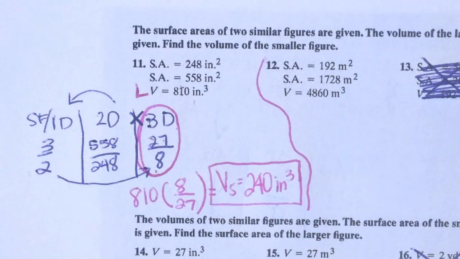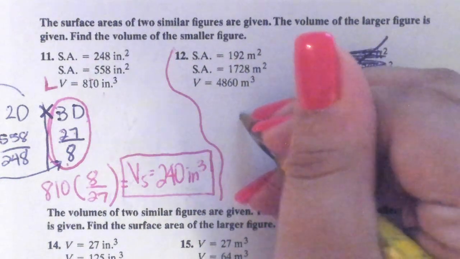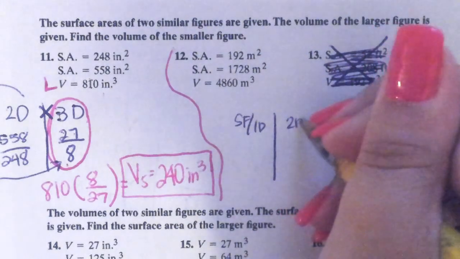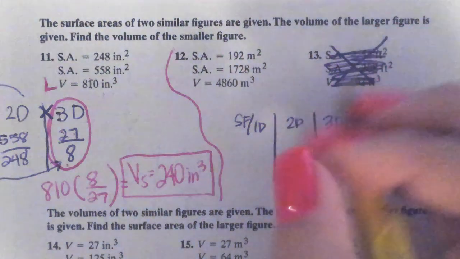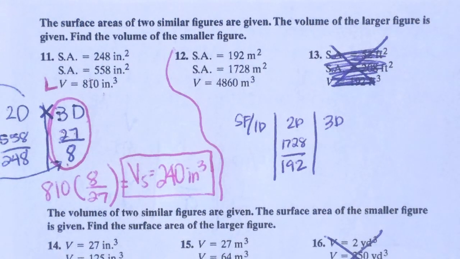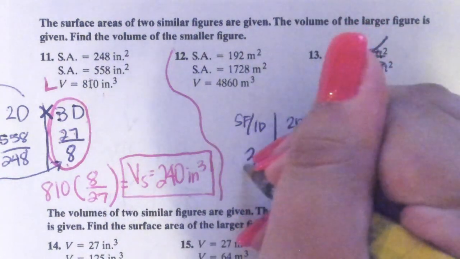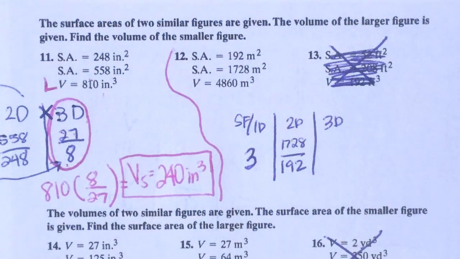Oh, yes. Or you can divide. Yeah, you can just divide. Did we get that? What did we get as our scale factor? 3. Oh, yeah. Okay, because we had to square root it, we got 3. You can leave it a whole number. You don't have to make it a fraction.